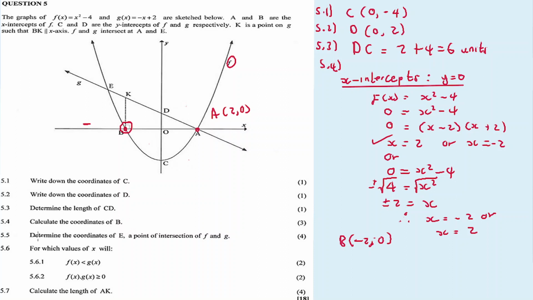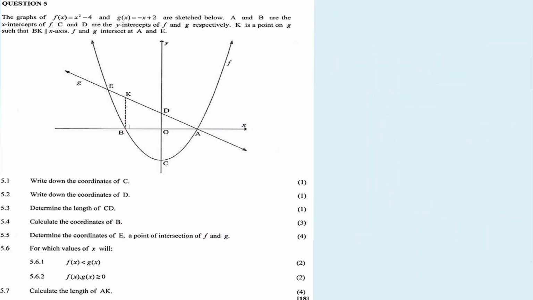We go on to 5.5: determine the coordinates of E, a point of intersection of f and g. Alright, let us erase and do this one again. 5.5, we want the coordinates of E, which is the point of intersection.